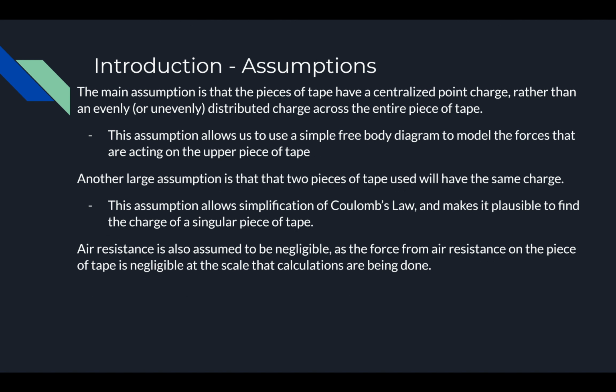The biggest assumptions we're going to be making are that the tapes have a centralized point charge rather than an even or uneven distributed charge across the entire piece of tape, which will allow us to use a free body diagram to model the scenario. The other big one is that we're going to assume the pieces of tape have the same charge, which allows us to simplify Coulomb's law a lot, and we kind of average the charges between the two pieces of tape. And of course, we're going to assume air resistance is negligible, for the standard physics reasons. Here's the free body diagram.